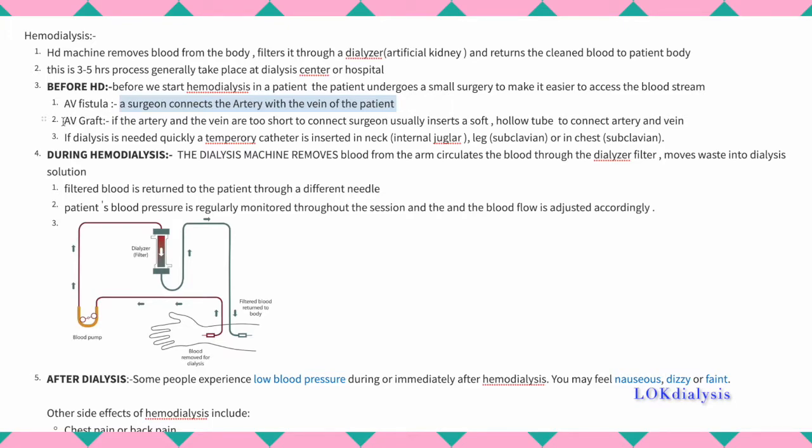In that case we join them with a plastic tubing, and this we call an AV graft. If the artery and the vein are too short to be connected, the surgeon usually inserts a soft hollow tube to connect the artery and the vein.